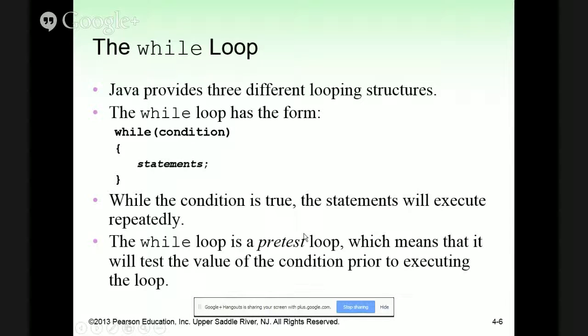So the while loop is a pre-test loop. What that means is we check the condition first before we execute the statements. So if the condition was false from the beginning, what do you think happens to these statements? They do not execute. So it's possible that a while loop will repeat 0 times. That can happen. Now, let's assume that the condition is true the first time in. Would you want that condition to remain true?